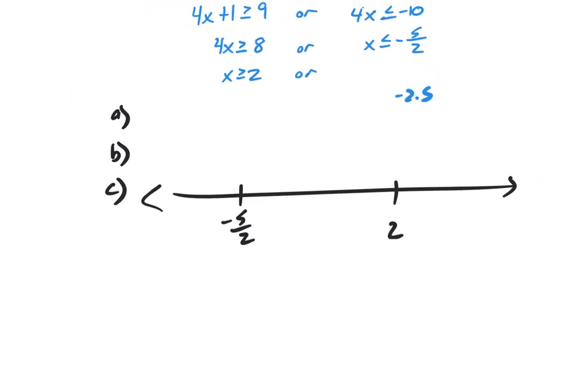Okay, what kind of symbol are we going to want on both of these? Bracket, okay? And we know that negative 2.5 is going to open left and shade left. And 2 is going to open right and shade right.